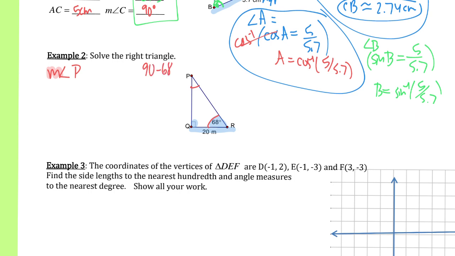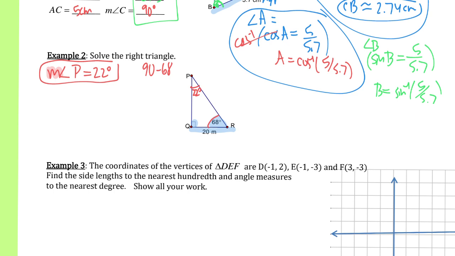Make sure you show your work. 90 minus 68. You're only allowed to use given data, and we know two out of three angles, so we can use the triangle sum theorem to say this is what the other one is. So this equals 22 degrees. I'm going to put 22 degrees, but we can't use that in the rest of this question. We're just going to keep that as a data point.